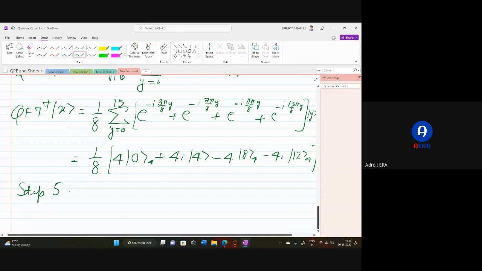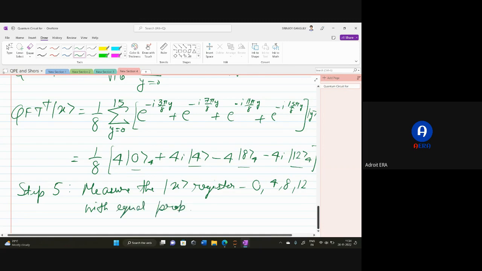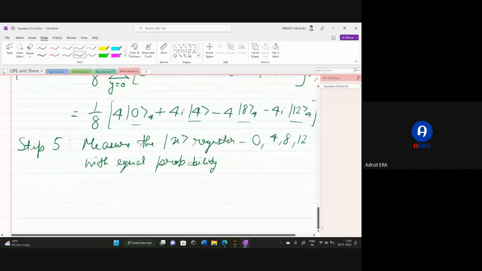Now step 5, we will be measuring the X register, right? So we measure the X register, which is 0, 4, 8, 12. It has only four states, 0, 4, 8, and 12. If you can see, with equal probability, you measure these. Now what will happen now?